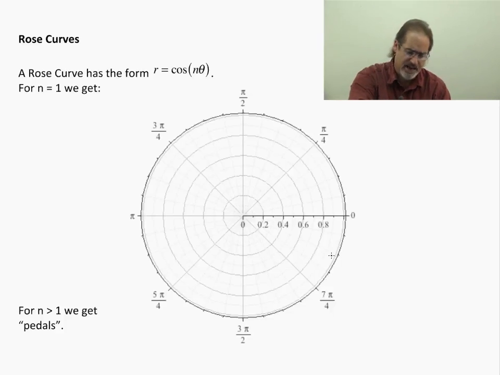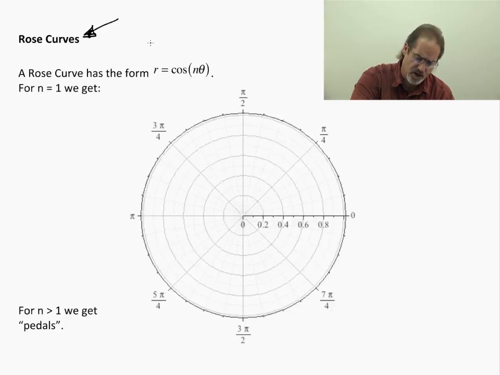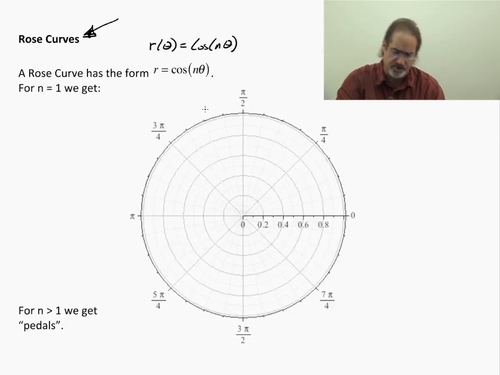Let's take a look now at the idea of Rose curves. Rose curves are kind of cool. Now, a Rose curve has the form r equals cosine of n theta. And also very commonly we write this as r of theta equals cosine n theta, using typical function notation.